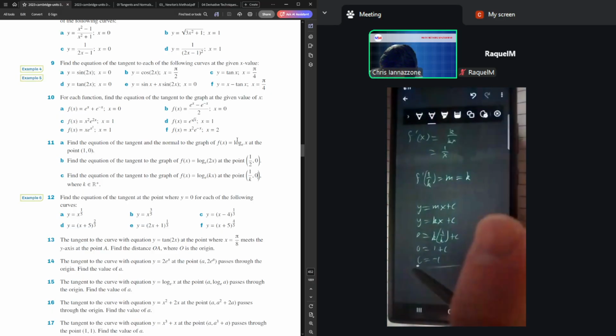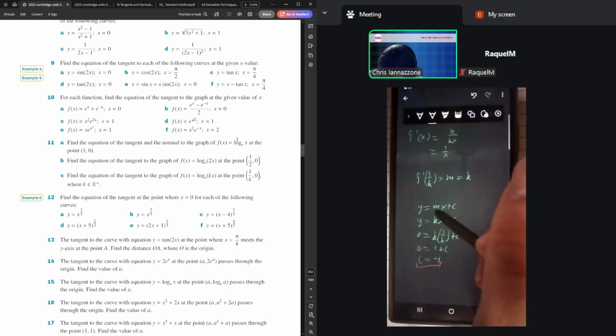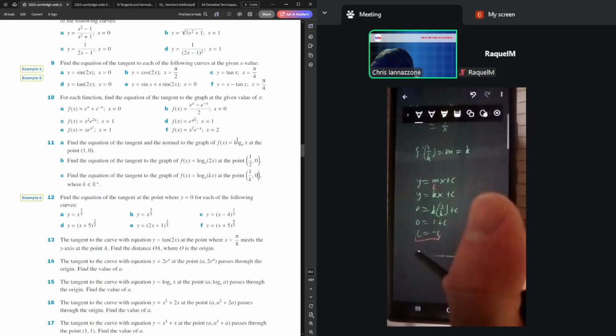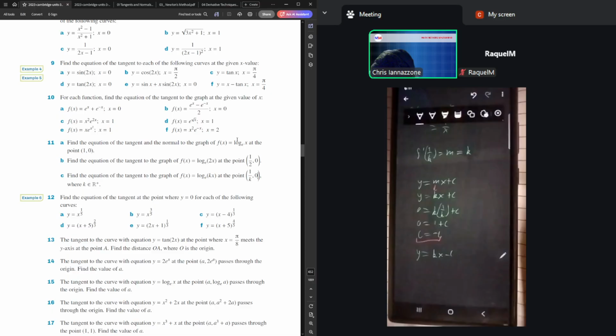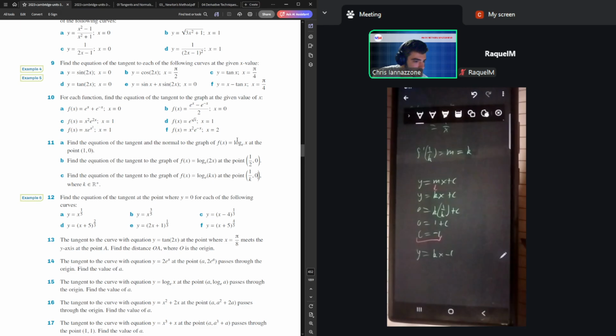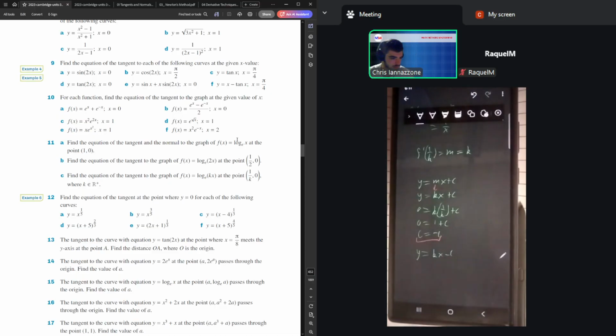We have our c value. We already did our m value. All that's left is putting it all together. y equals kx minus 1. And that's fully valid because we only had a k for our point there. Any questions about that?